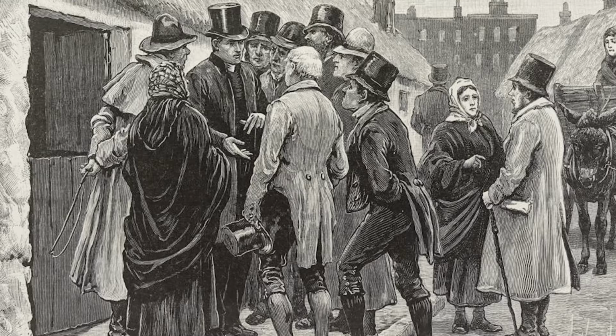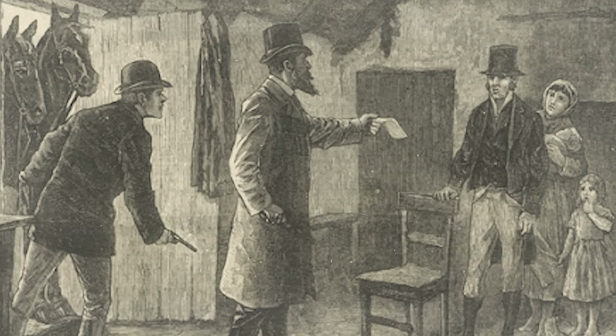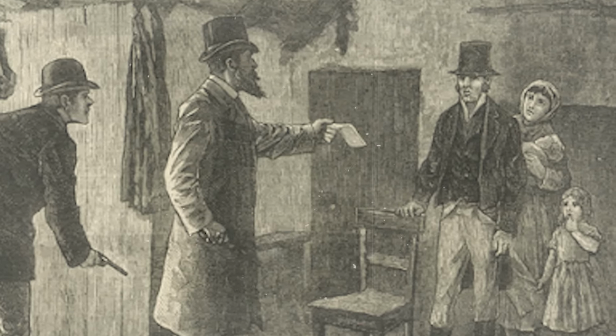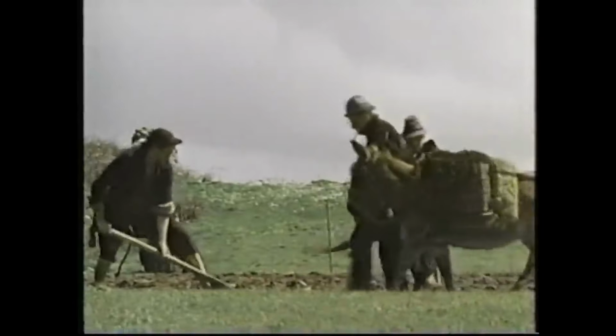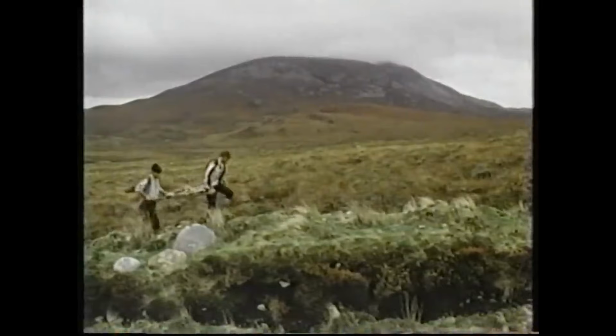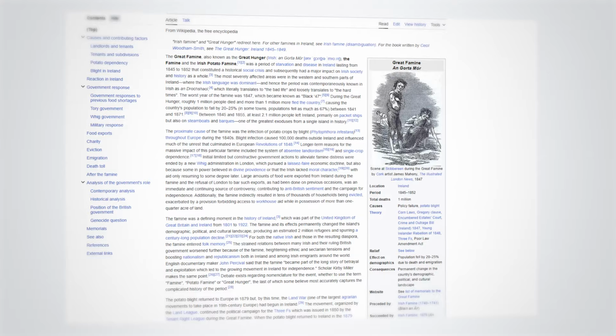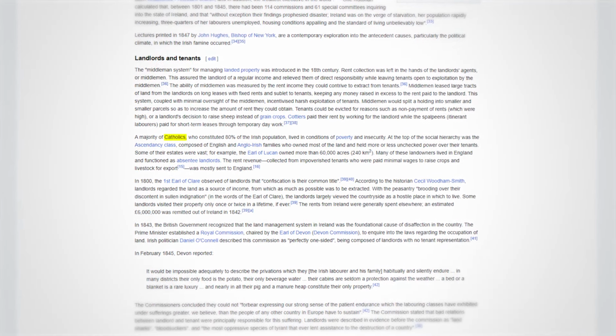Landlords had these guys called middlemen to collect rent from tenants, and these middlemen made sure the landlords got their cash while handling the dirty work. But here's the thing, these middlemen would then lease big chunks of land from the landlords, then chop these up into smaller bits and rent them out for a profit. This left the poor tenants, who were mostly Catholics, stuck in a tough spot. They had to pay high rents and work hard for the landlords just to make ends meet.